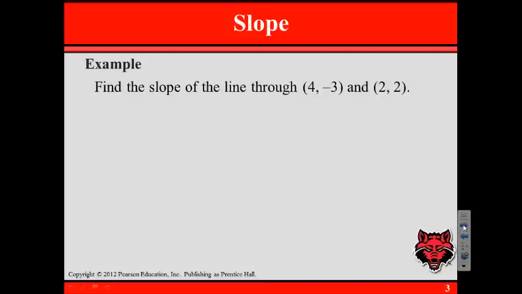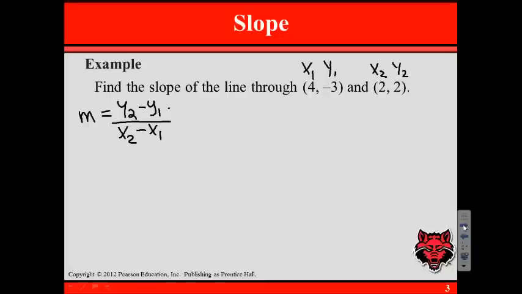Let's find the slope of a line that goes through the points (4, -3) and (2, 2). Let's start by labeling the points. Let's label the first x-coordinate x1, the first y-coordinate y1, the second x-coordinate x2, the second y-coordinate y2. Once we have labeled, we're going to write the equation to find slope. M equals y2 minus y1 over x2 minus x1.